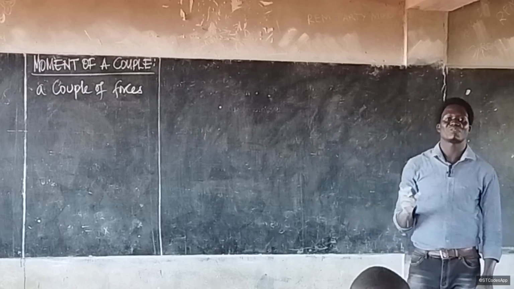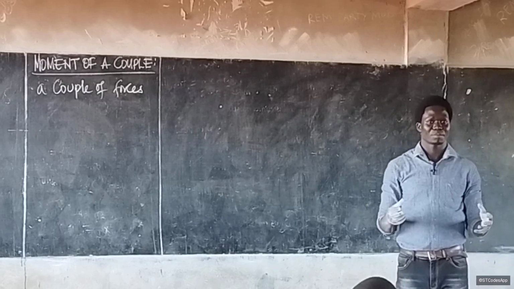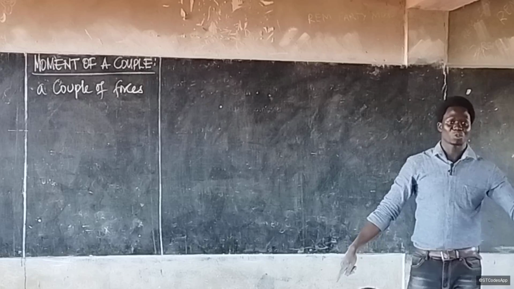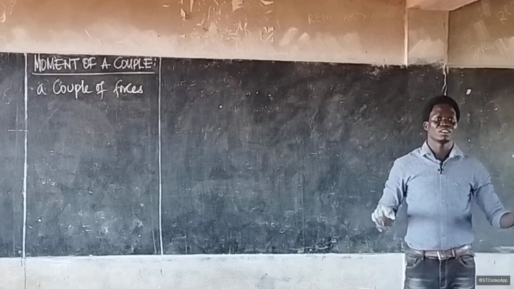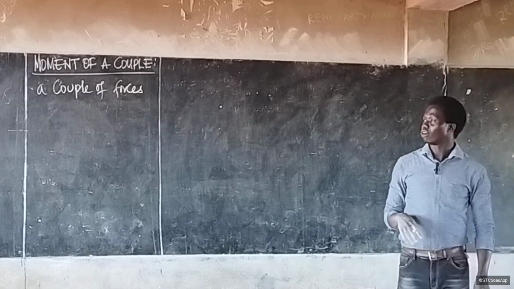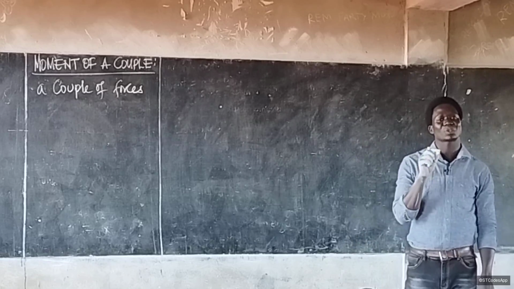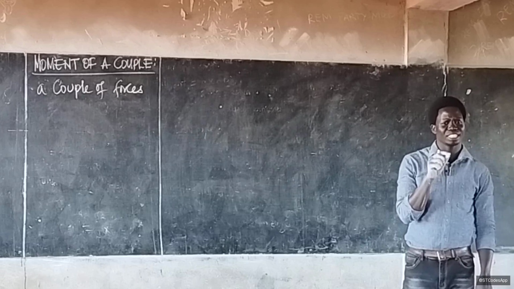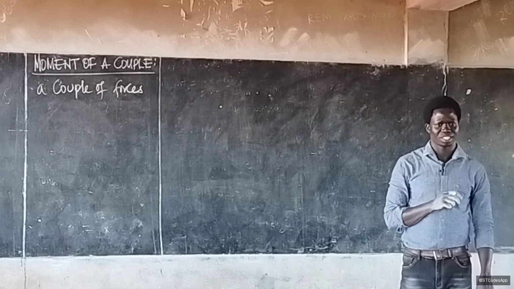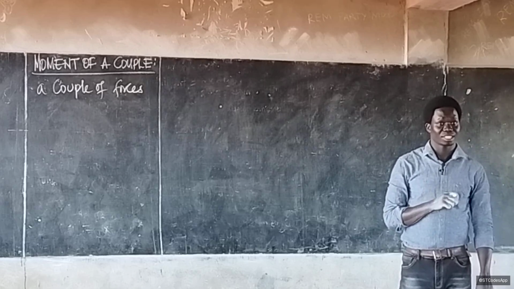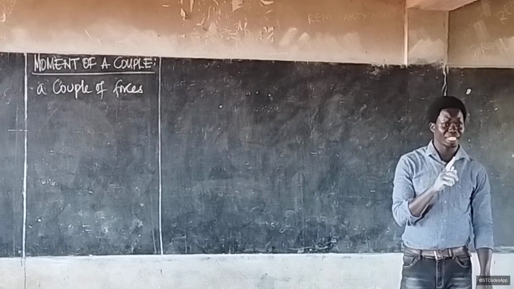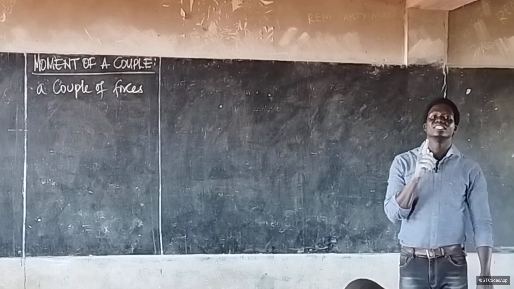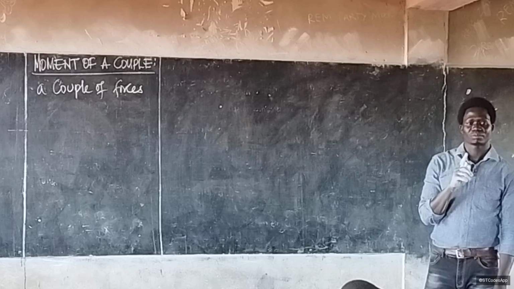So even in forces, there are forces that act like couples. If one is not there, then the other one will not work. That is what we call a couple of forces. So couple forces are forces that are actually of equal magnitude, but they act in opposite directions. Right? These are forces of equal magnitude, but they act in different directions.